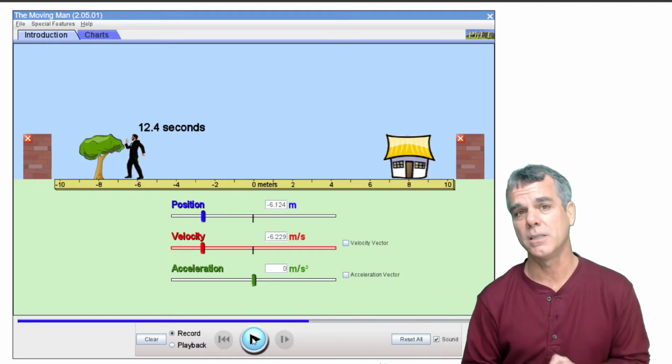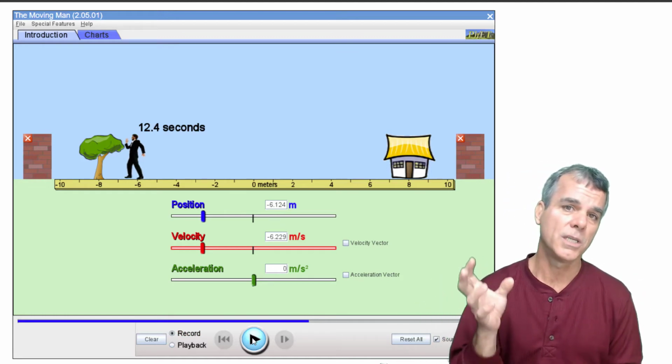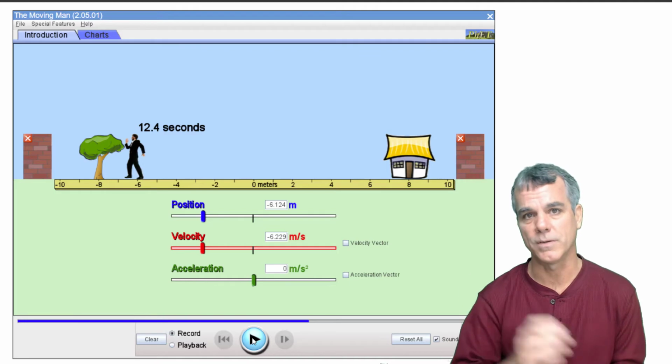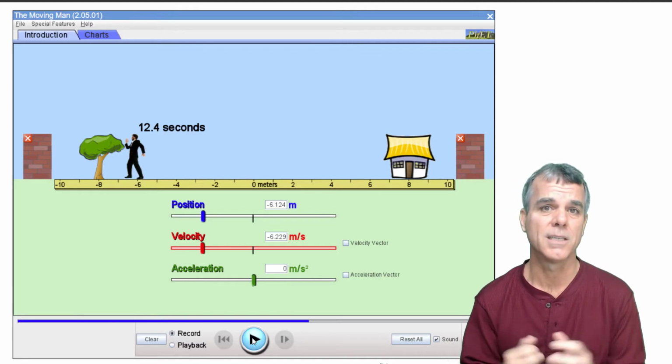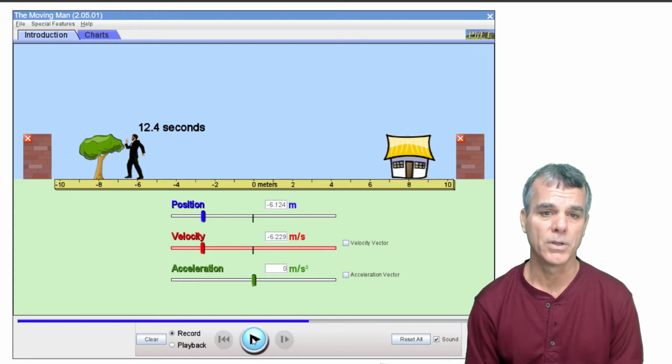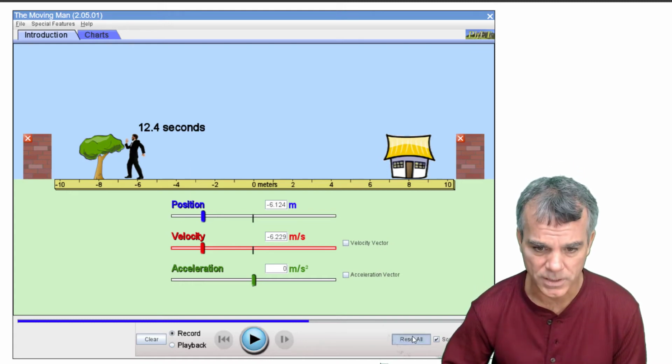Now, acceleration's a bit trickier. Acceleration is the rate at which your velocity is changing, but a positive acceleration doesn't necessarily mean you're speeding up. Let's take a look at a couple of examples.